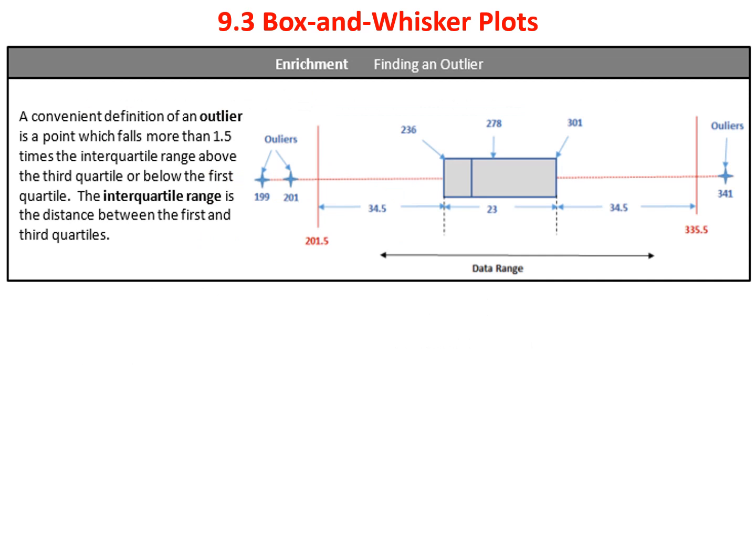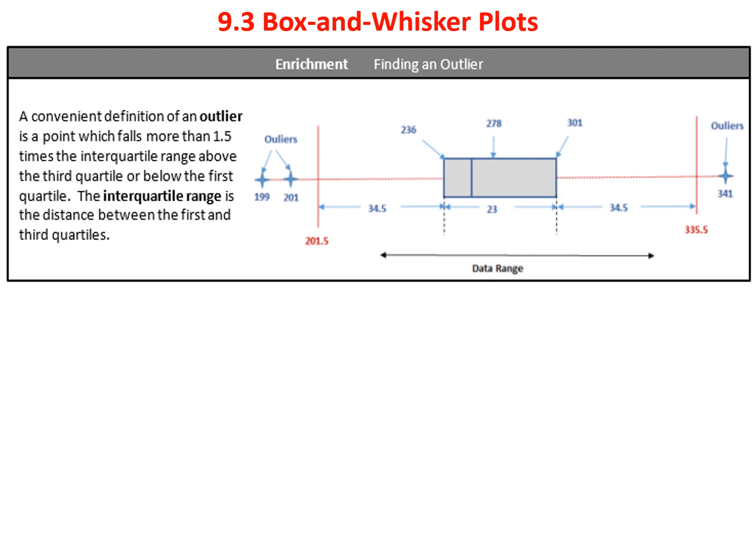Now, the last thing we want to look at in this lesson is outliers. How do I find an outlier? We've talked about outliers before, but we've just generally said an outlier is a number that's either much higher or much lower than the rest of the data. Well, sometimes in math, we want to be a little more specific than that.